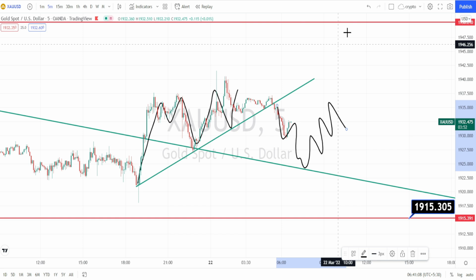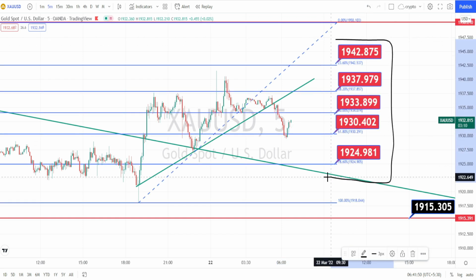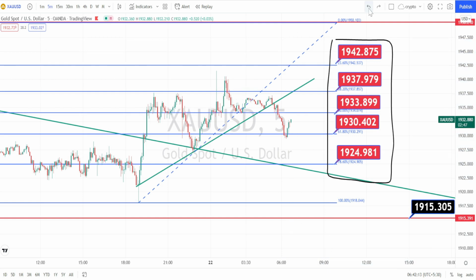Let us draw the support and resistance levels. So the values in red color boxes are the support and resistance levels for 5 minutes time frame. That's all the analysis for today.